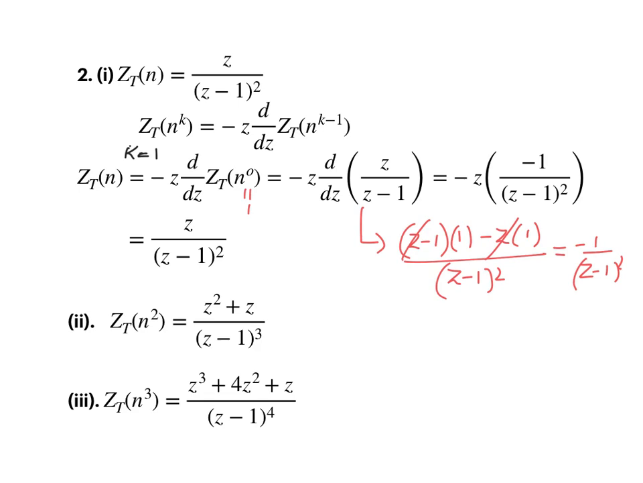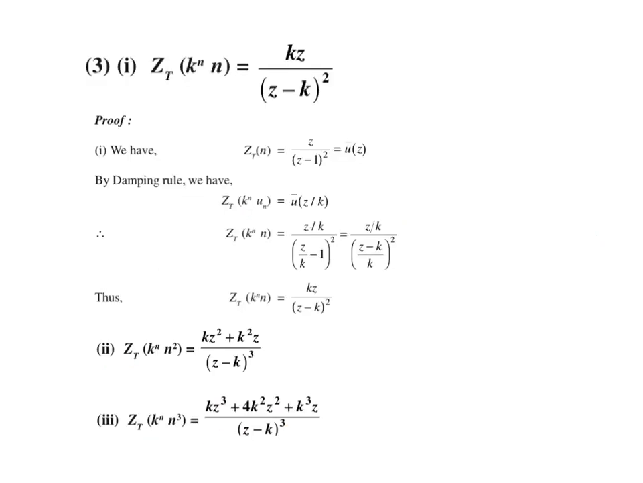Similarly, if you take k equal to 2, k equal to 3, and differentiate by applying the quotient rule, we can obtain the result: z transform of n square is z square plus z divided by z minus 1 whole cube, and z transform of n cube is z cube plus 4z square plus z divided by z minus 1 whole power 4.